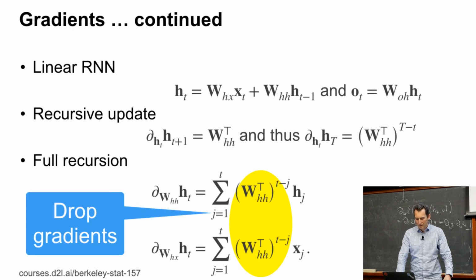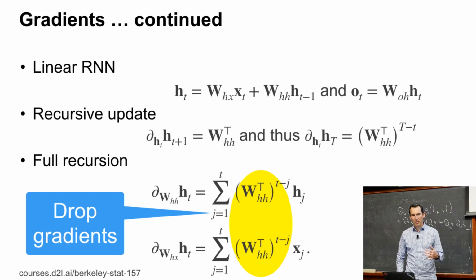Now, let's iterate. So we get the recursion, namely dh_{t+1}/dh_t is W_hh transposed. So in other words, if I have h capital T, and I want to take the derivative with regard to h little t, that's W_hh transposed raised to the power of capital T minus little t. So there you can already see very explicitly what I meant with gradients misbehaving.